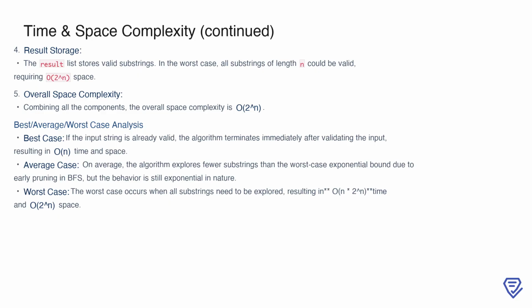Looking at the best, average, and worst case scenarios, the best case happens when the input string is already valid. Here, the algorithm terminates immediately after the initial validation, resulting in just n time and space. On average, the algorithm explores far fewer substrings than the worst-case exponential bound due to the BFS pruning, but the behavior remains exponential overall. In the worst case, all substrings need to be explored, leading to n*2 to the power of n time and 2 to the power of n space.